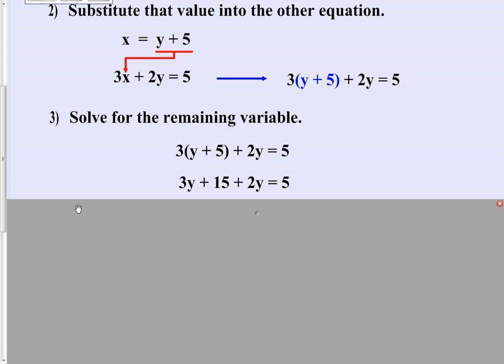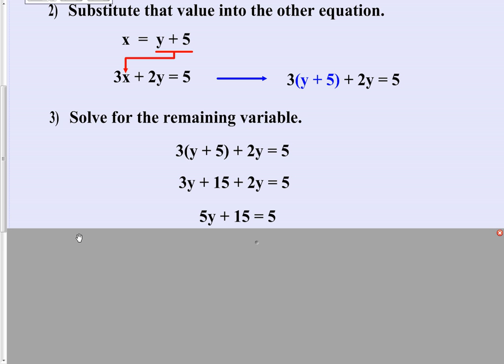Next, the C is for combining like terms. We have some like terms on the left side of the problem. We need to combine them. There are 3 y's and then there are 2 more y's. So how many y's is that? That would be 5. So 5y + 15 = 5.